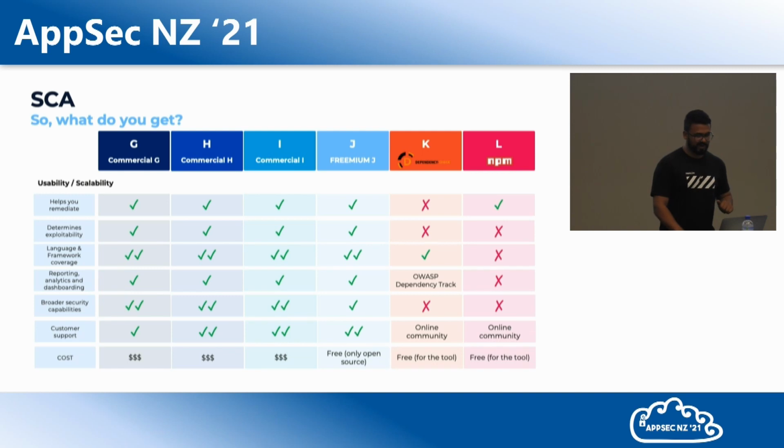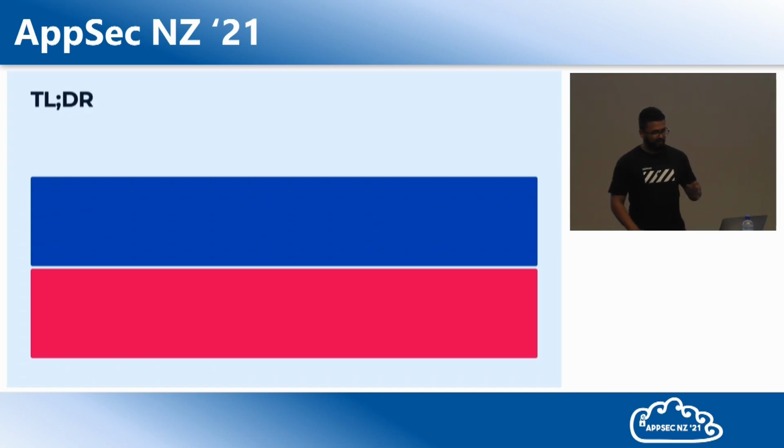And cost. The free ones are free. The freemium one is free up until a certain point, and for open source projects, it lets you do 200 scans or something, and then the paid ones, you've got to pay for. Not too complicated. All right, I think I'm almost done.